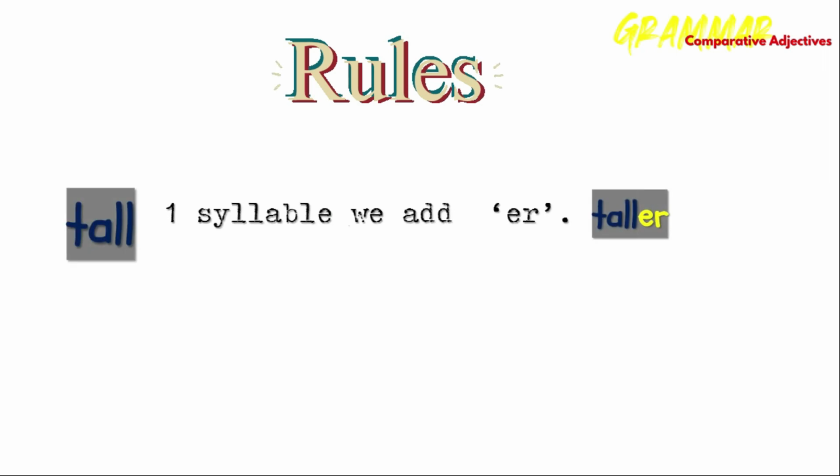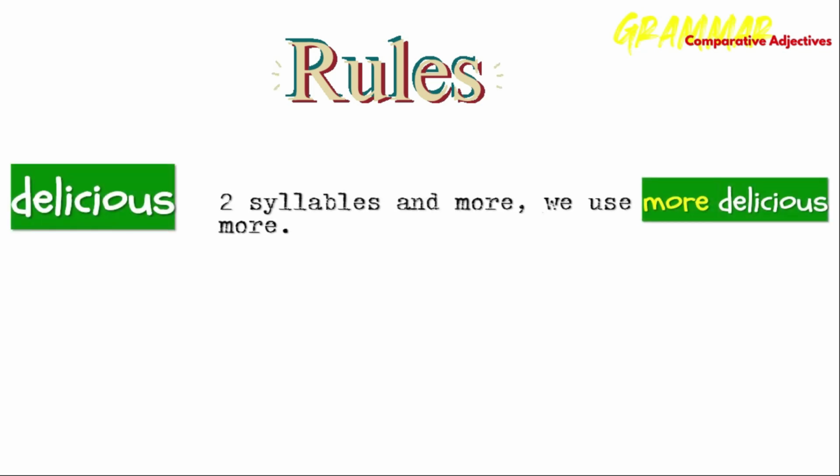So if we have an adjective that is one syllable, we add ER, like tall from the example before. We say taller. If the adjective has two syllables or more, we use more, like more delicious, delicious, 3 syllables. So we say in the comparative adjective form, more delicious.